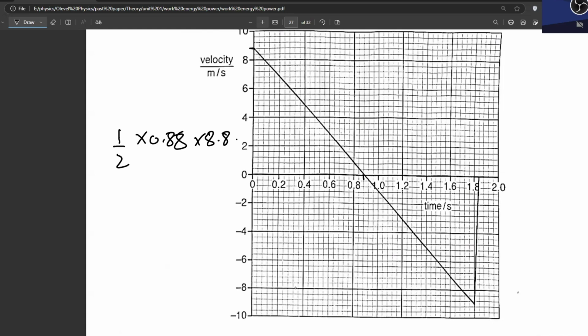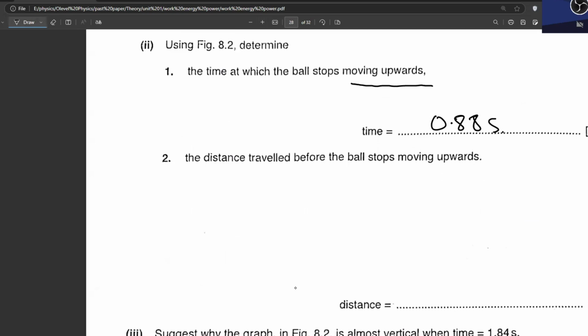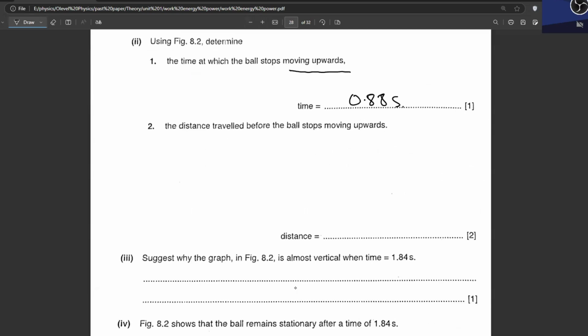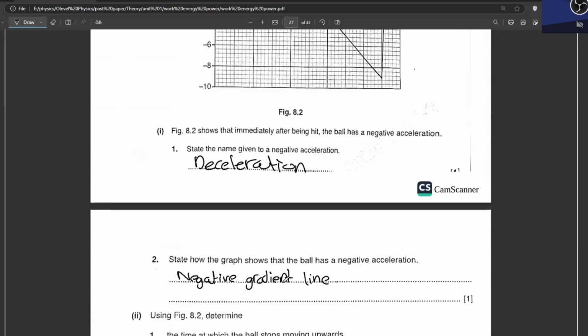This gives you an answer of 3.87 meters. 3.87 meters is your distance traveled. So you can copy this working in the space below as well. Let me write down the answer here. Let me zoom out a bit. 3.87 meters. Okay. Suggest why the graph in figure 8.2 is almost vertical when time is 1.84 seconds.